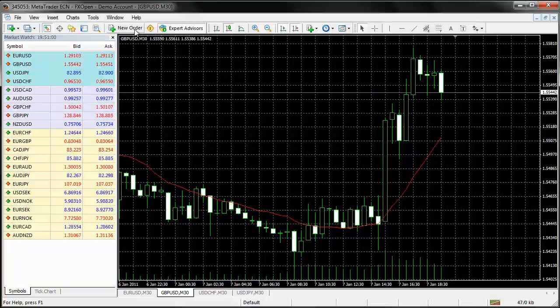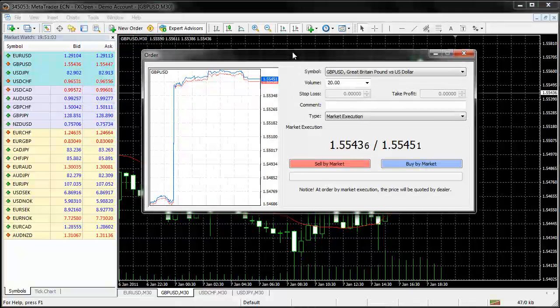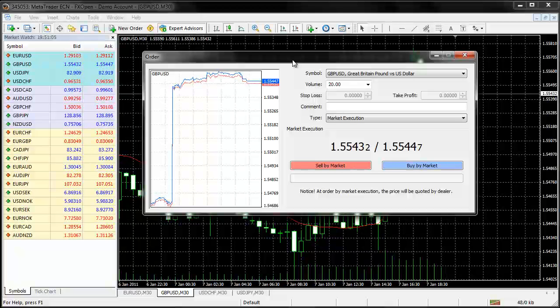Alright, a better way to explain this is by bringing up this order box. Okay, now in the order box you have a buy and a sell button. The sell button's on the left and it's marked as red, and the buy button on the right and it's marked as blue.